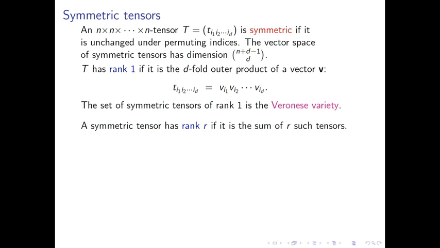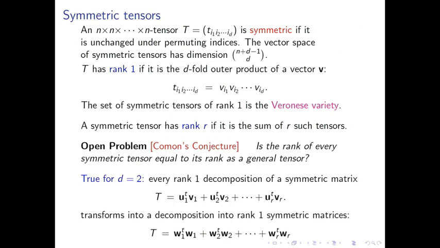Now this brings us to the first open problem. There are 2 open problems in this lecture, and the first open problem is Comon's conjecture. This is Pierre Comon, an engineer from INRIA working in signal processing, and he asked whether the rank of every symmetric tensor is equal to its rank as a general tensor. It's an open problem. The answer is yes for matrices. So let's go over the statement of the proof for matrices. Suppose you have a symmetric matrix and it has some rank.